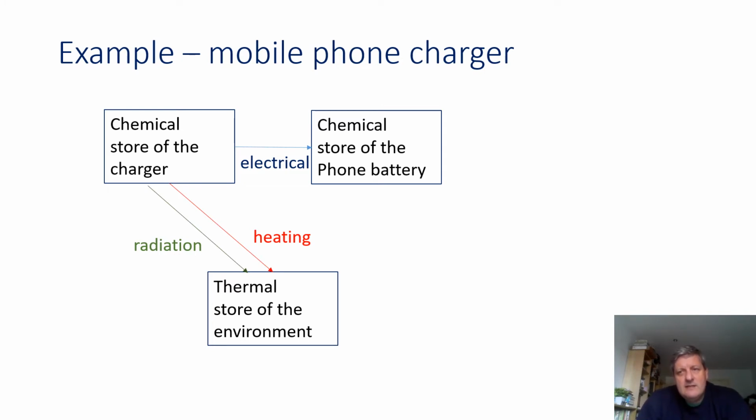And that's telling us that some energy is being transferred from the chemical store of the charger by heating, which is conduction or convection, and also by radiation, which is infrared radiation. Any warm objects will emit infrared radiation. Both of those are transferring into the thermal store of the environment. So ultimately, the air and the surroundings are getting slightly warmed up by the charger.